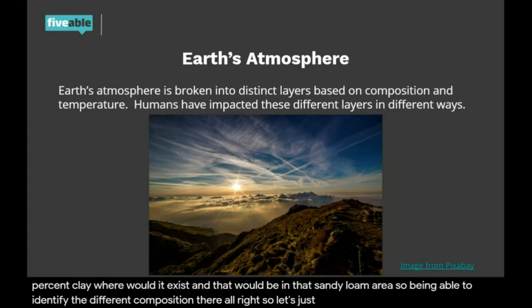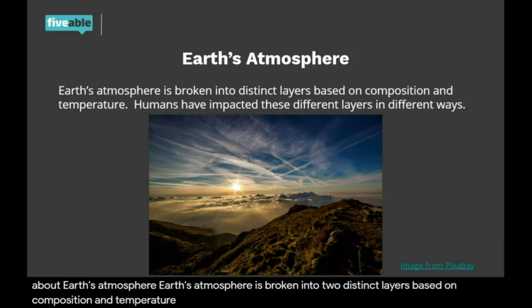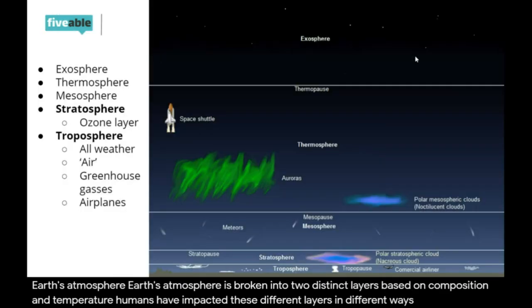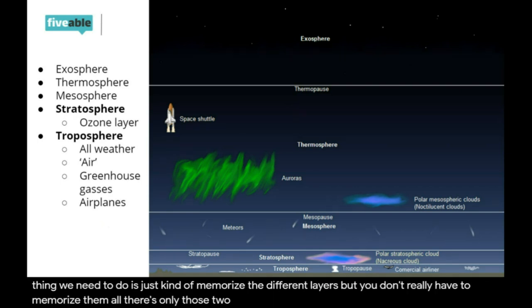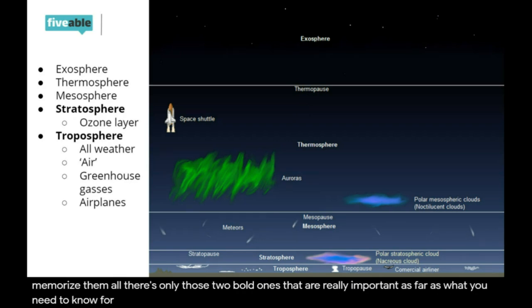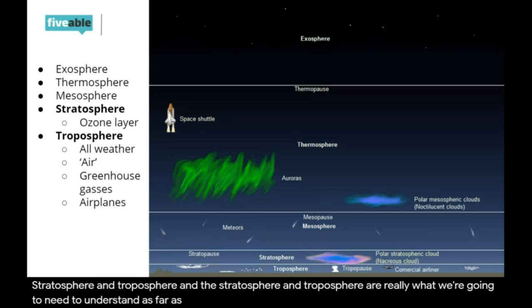All right, so let's just keep moving right along and talk about Earth's atmosphere. Earth's atmosphere is broken into distinct layers based on composition and temperature. Humans have impacted these different layers in different ways. And the first thing we need to do is kind of memorize the different layers, but you don't really have to memorize them all. There's only those 2 bold ones that are really important as far as what you need to know for environmental science. So there's the exosphere, thermosphere, mesosphere, stratosphere, and troposphere. And the stratosphere and troposphere are really what we're going to need to understand as far as environmental science.